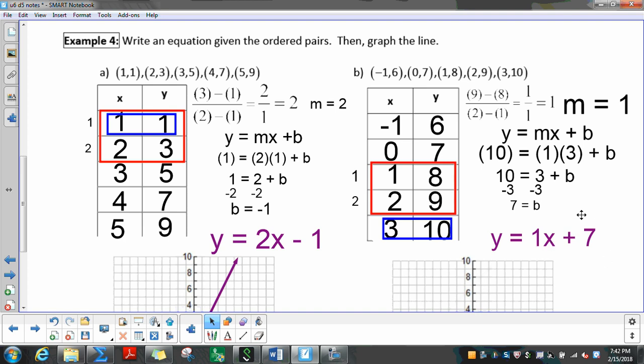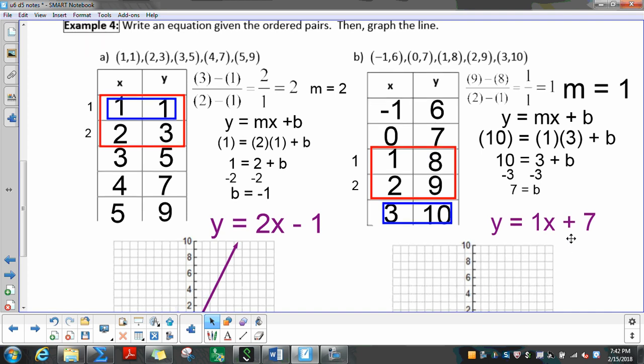I want you to take note here. This 7 is your y-intercept. This point is a y-intercept as well. When x is 0 and y is a number, that's your y-intercept. So you could have bypassed all of this work if you noticed that. Now, if you didn't, you work it out and you still get the same thing, right? But you could have noticed that was your b, and you wouldn't have to go find it. But either way, you get the same thing.